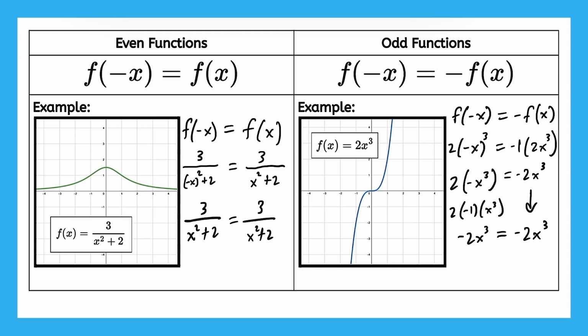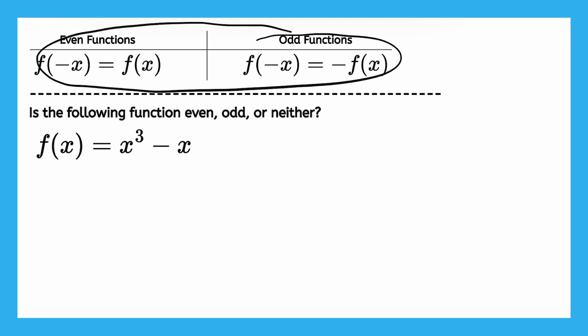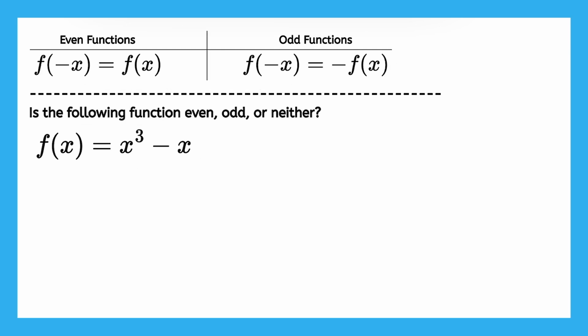Alright, now let's apply this knowledge with a couple of examples. So here we have our key that we learned up above, and now let's figure out if this function right here is even, odd, or neither. Now either way, we need to find out what is f of negative x because it shows up in the even function and the odd function. So let's right away figure out what is f of negative x given this function. So I just plugged in negative x right here and right here. And now let's simplify even further. Alright, so there is our f of negative x: negative x cubed plus x.